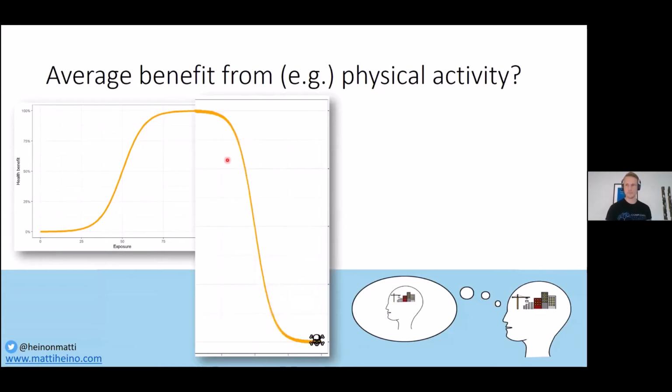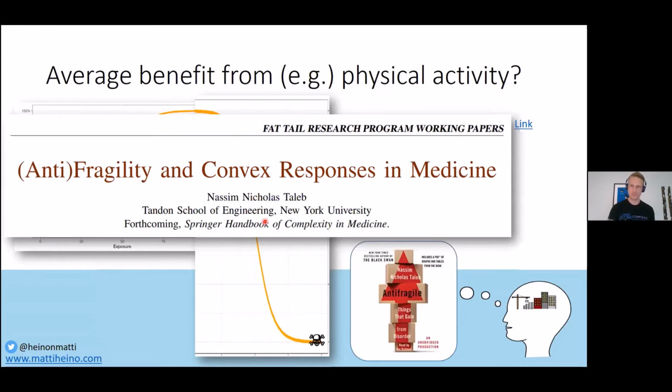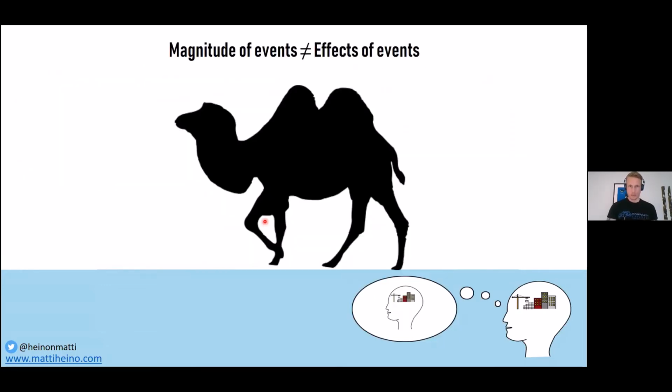So this is something that's obvious, we take it into account in normal life. Here's a very nice paper explaining the nonlinear responses in the medical domain. So where this leads to, if we don't have a direct relationship between the magnitude of an event and the effect of that event, it leads to a situation where things can be quite unpredictable.